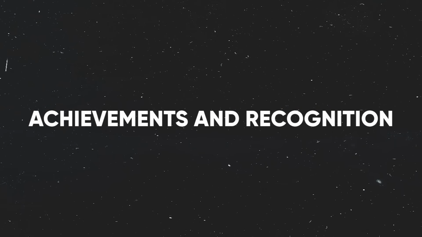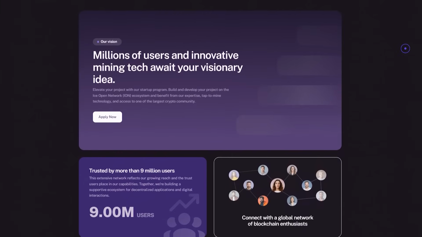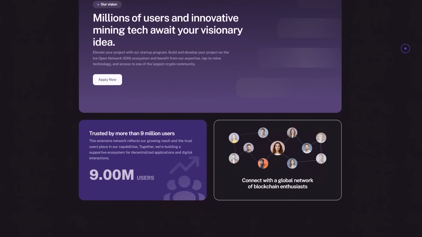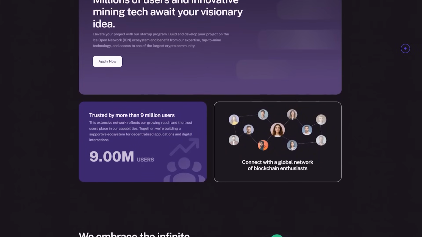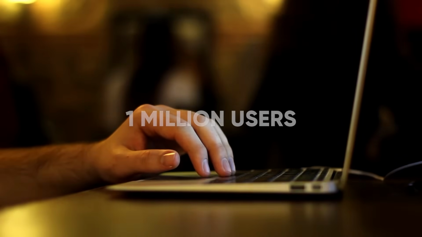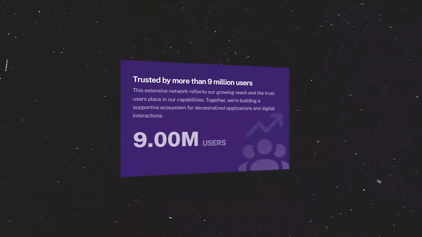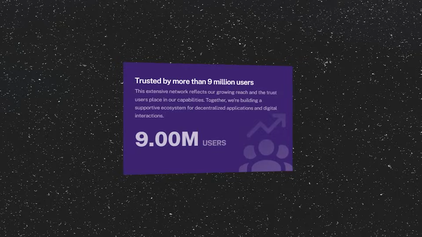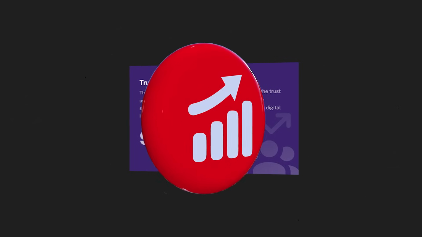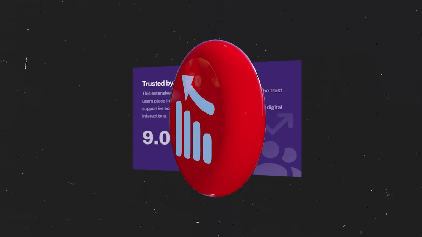In July 2023, ICE Open Network launched a revolutionary mining application that instantly attracted the interest of the blockchain community. In just the first week of release, the app attracted more than 1 million users. This marked the start of a journey that saw the user base increase to 9 million by the 7-month mark, highlighting the exponential growth potential of the platform.